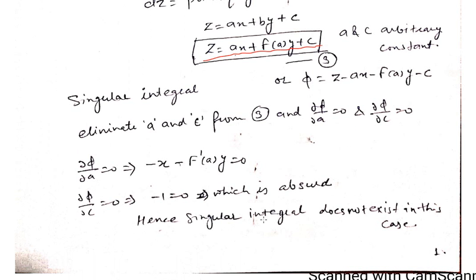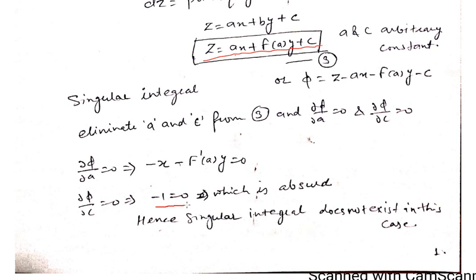And here when we calculate del phi upon del a equals 0, we get minus x minus f dash a y equals 0. Differentiating it with respect to a partially, the first term becomes 0, and it gives us minus x, and then f dash a, the derivative of f with respect to a, times y equals 0. Now when we differentiate the equation partially with respect to c, we get del phi upon del c equals 0, which implies minus 1 equals 0.